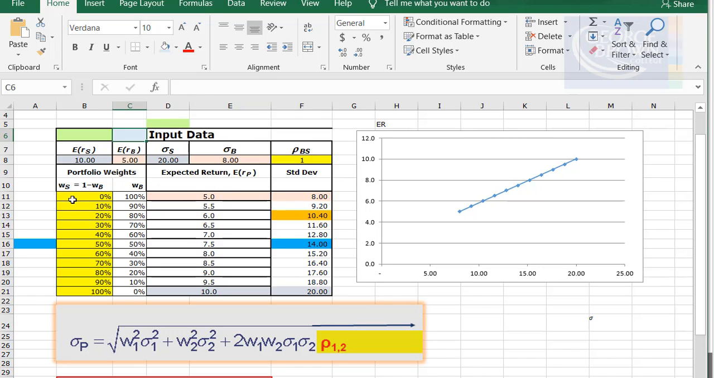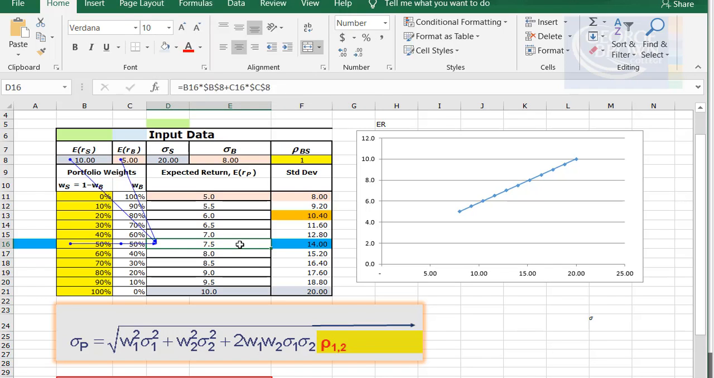So we can see this is a 2-asset portfolio. We start from 0% weighting in the stock, so that would be 100% in the bond, and we move through increments of 10% till we have 100% weighting in the stock, 0% in the bond. So you can see 100% in the stock, our expected return would be 10%, and our expected standard deviation would be 20%. If we had 100% in the bond, we'd have the expected return of 5% and the standard deviation of 8%.